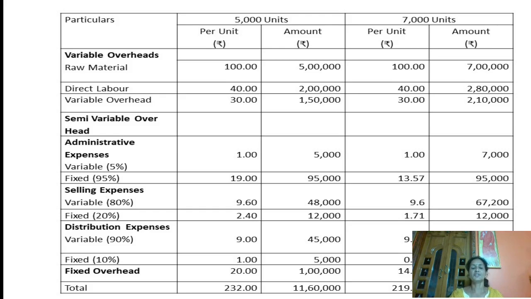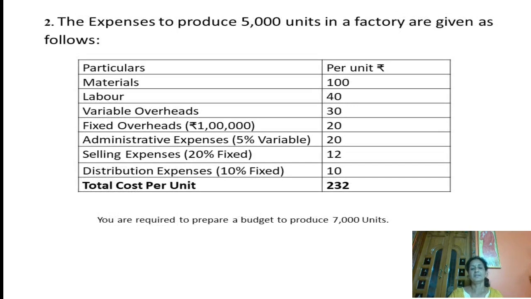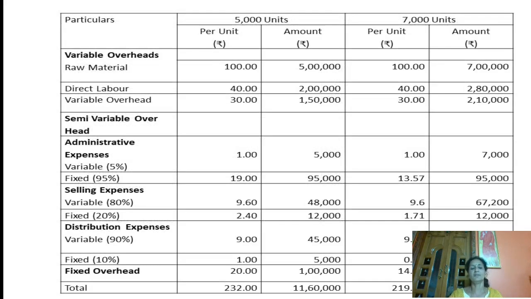Same way for distribution expenses. Distribution expenses, they have given 10% fixed and the amount is 10 rupees. So you have to calculate 10% of 10 rupees, that will be 1 rupee. 5,000 into 1 is 5,000. 7,000 into 1 is 7,000. 5,000 into 1 is 5,000, that is for fixed. 10% is 1 rupee, and it remains the same. 5,000 remains the same even for 7,000 units also.